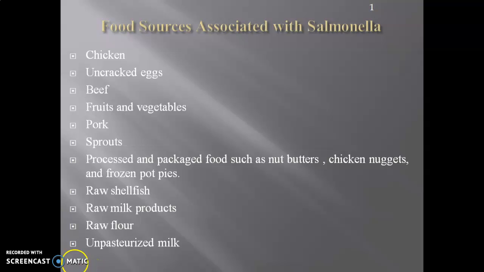First is chicken and uncracked eggs. A person can get salmonella infection from various foods including chicken, beef, eggs, fruits, pork, sprouts, and vegetables. Also, processed and packaged foods like nut butters, chicken nuggets and frozen pies.